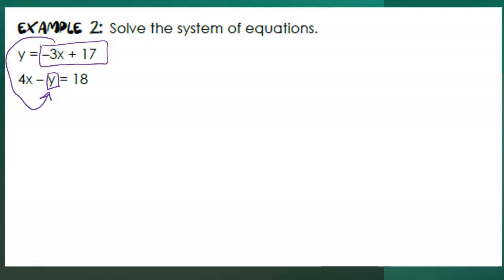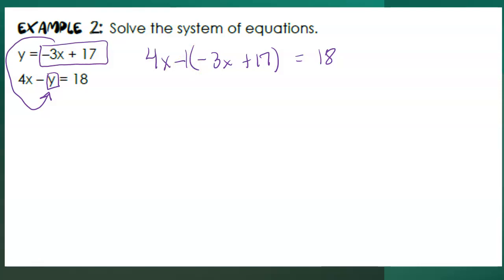This one you have to be careful on because we're dealing with 4x minus y. Okay, minus y. So when we rewrite this, we're going to say 4x minus, and then I need to put in parentheses because a negative sign is going to change the signs of whatever I'm dealing with. So then I'll put in negative 3x plus 17 equals 18. A negative in front of parentheses means negative 1. So if it helps you to put it there, go ahead and put it there.